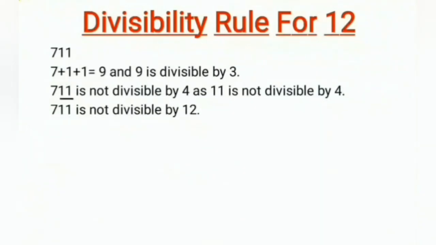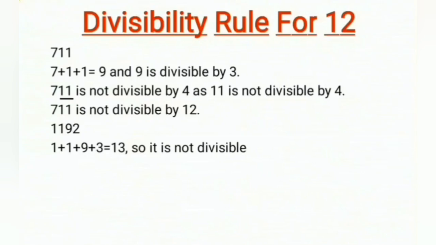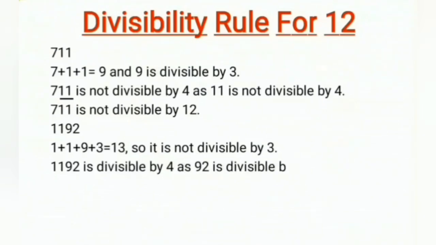One more example is 1192. The sum of the digits is 13 and 13 is not divisible by 3. So 1192 is not divisible by 3. The last two digits are 92, so it is divisible by 4. So 1192 is not divisible by 12.